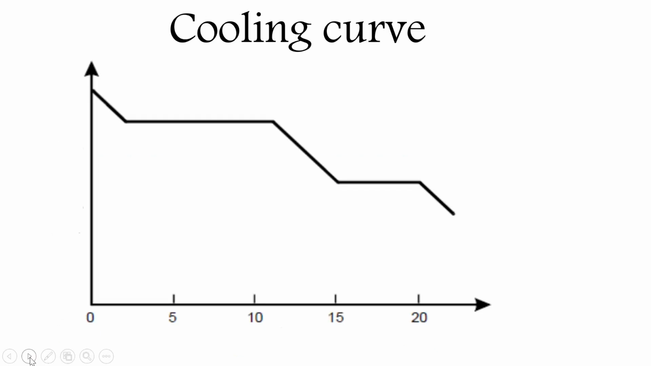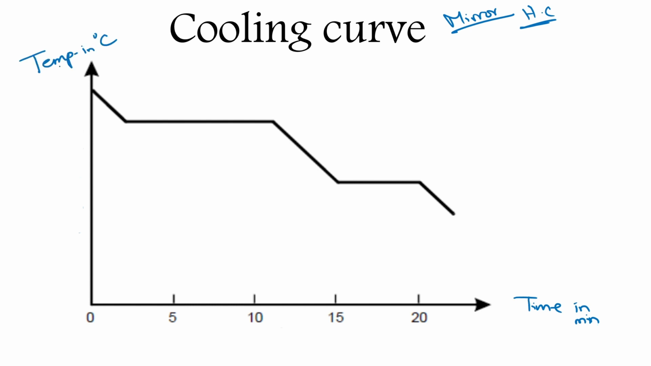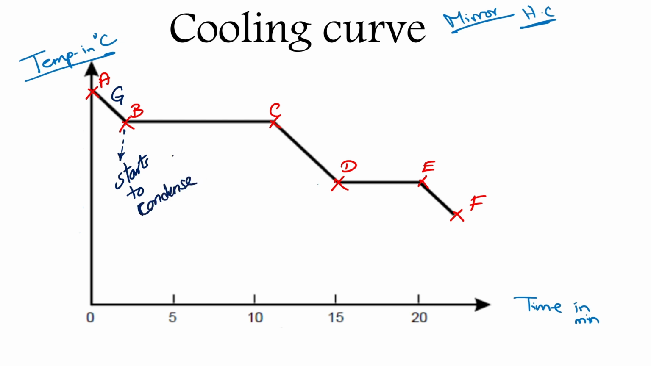The cooling curve. The cooling curve is a mirror image of the heating curve. The same as here, we have time in minutes on the x-axis and temperature in degrees Celsius on the y-axis. At point A, the gas starts to cool. The gas loses energy, and at point B, it starts to condense. So this is the condensation point.